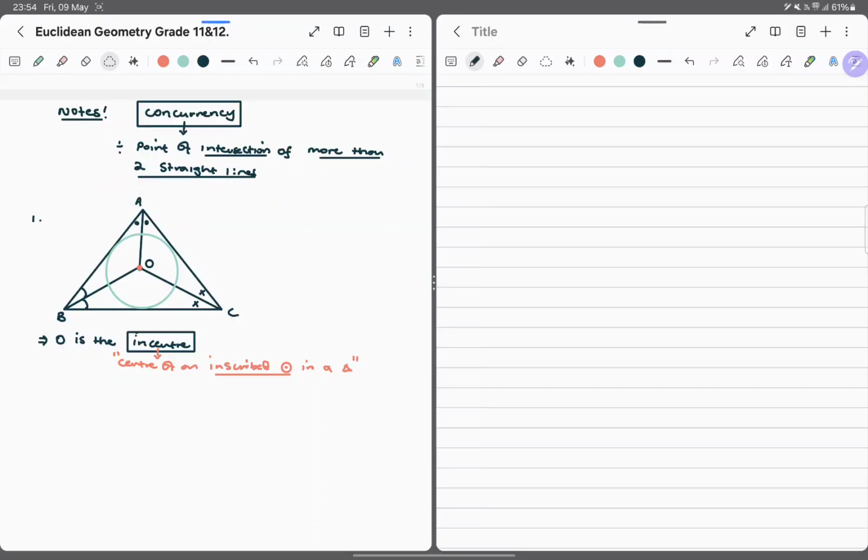So basically, this point O represents the center of an inscribed circle. Now, an inscribed circle is the maximum circle that we can fit in a triangle. All right, great. So this is the maximum.